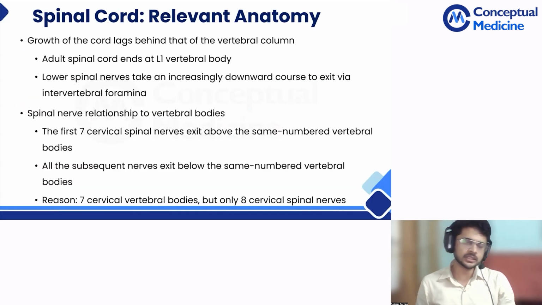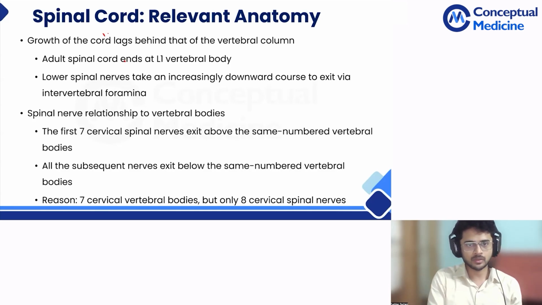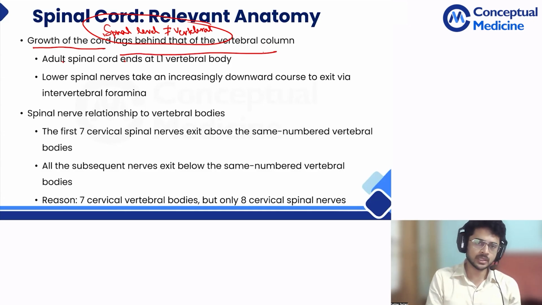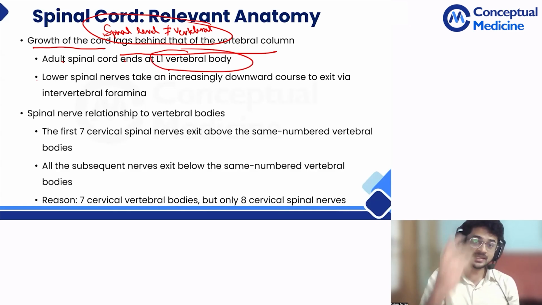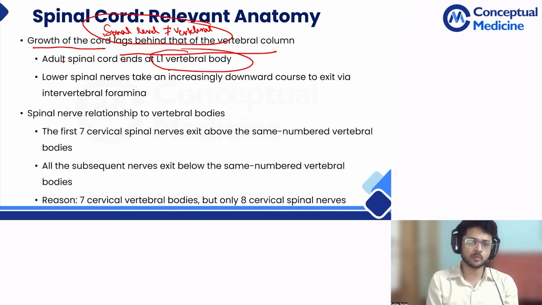And another important thing is to understand that the spinal cord level and the vertebral level is not the same. Whenever you're discussing in neurology or internal medicine, the spinal level is not equal to the vertebral level. So the vertebral level and the spinal levels do not concord numerically. That is because the growth of the spinal cord lags behind that of the vertebral column. So if you see the adult spinal cord, it ends at the L1 vertebral body. That's why we do the CSF analysis below this to avoid a spinal cord injury. We usually do it around L4, L5. That is because the spinal cord per se ends at the L1 vertebral body.